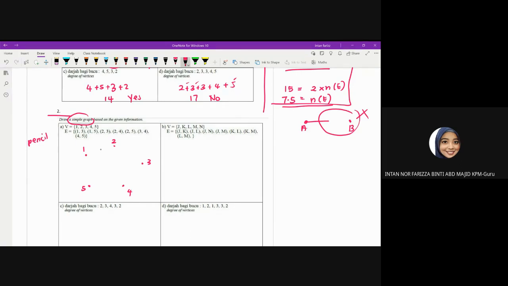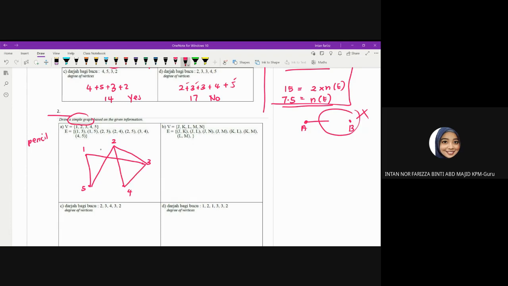Okay, now first you have to draw 1 3. So 1 3 is the connection between vertex 1 and vertex 3. Next we draw 1 5. Draw 1 5. Next we draw 2 3. Next we draw 2 4. Next we draw 2 5. Next we draw 3 4.